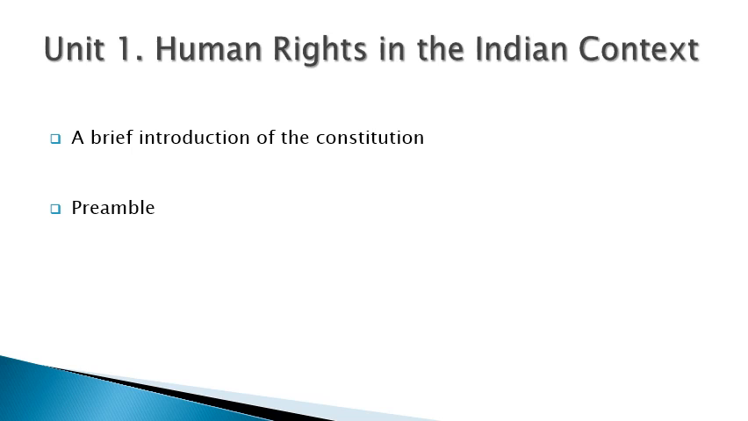So now the question is about the three words which were added: secular, socialist and integrity. These words gave strength to our preamble, so that's why the three words were added. Okay students, this is about the preamble. I think it is understood by you. What after that?